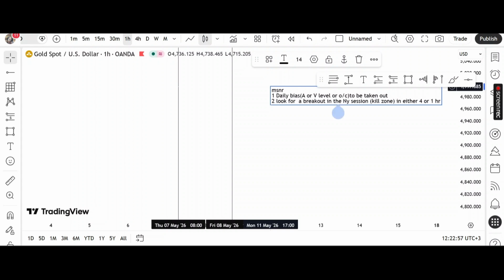In the New York session kill zone, just a minute. Three, you spot liquidity. I've talked about this in my previous videos, so I don't want to dwell much on it. You spot liquidity, or other people might call it inducements.